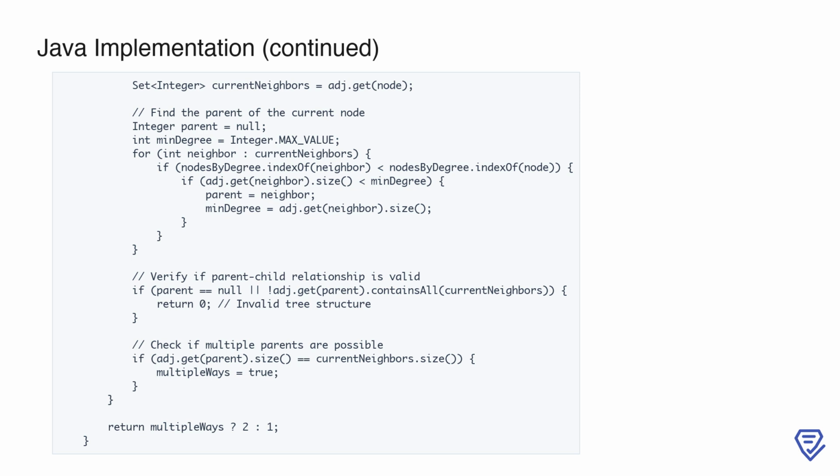Additionally, we check if the current parent has the same degree as the current node's neighbors. If this is the case, it implies that there might be multiple valid parent-child relationships, so we set the multiple ways flag to true. This ensures that we account for scenarios where more than one valid tree structure exists.